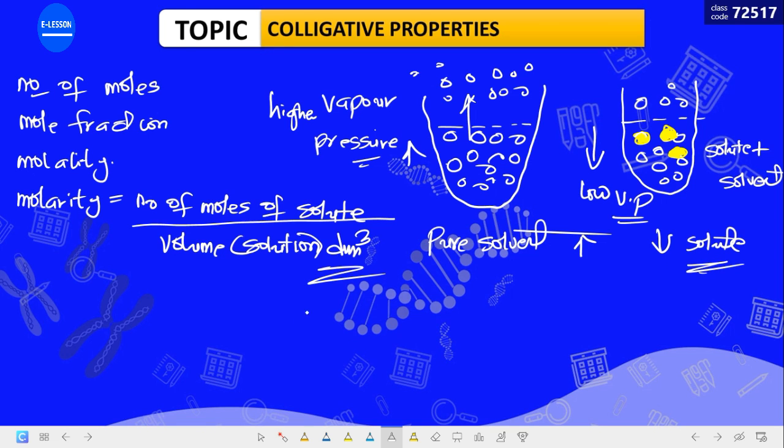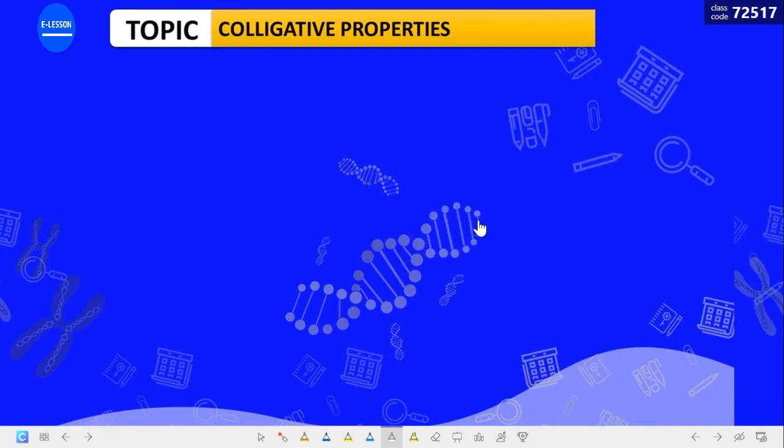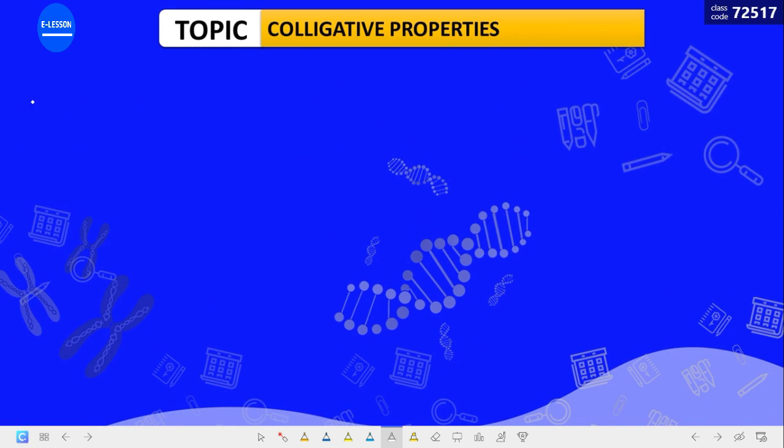Now this is to say that pure water will have a higher vapor pressure when compared to a mixture or a solution of pure water plus salt, which is a salt solution. Is that understood? Now that brings us to a law called Raoult's law, and that Raoult's law is what will help us to actually explain most of these colligative properties.